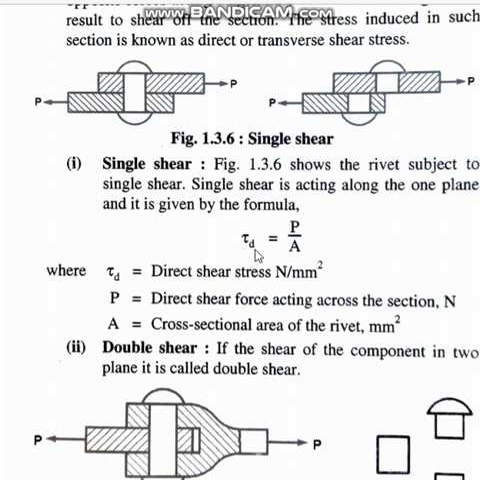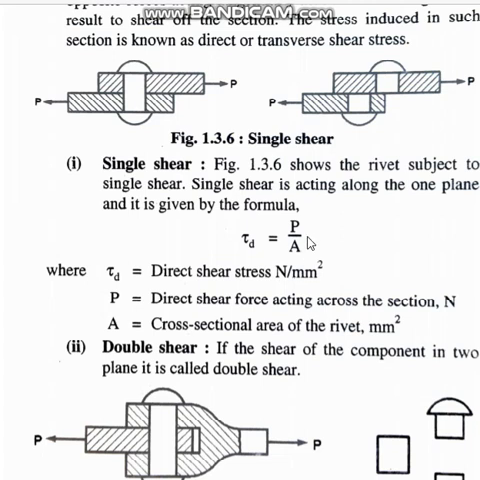And the suffix d means it is direct shear. Direct shear stress is equal to load upon area. Again the formula is the same, the same formula that we used for tensile stress, load upon area. The same formula we used for compressive stress, load upon area, and we are using the same formula for direct shear as well, that is load upon area.